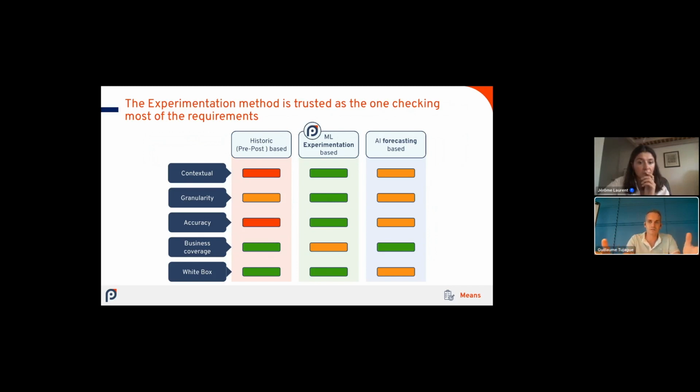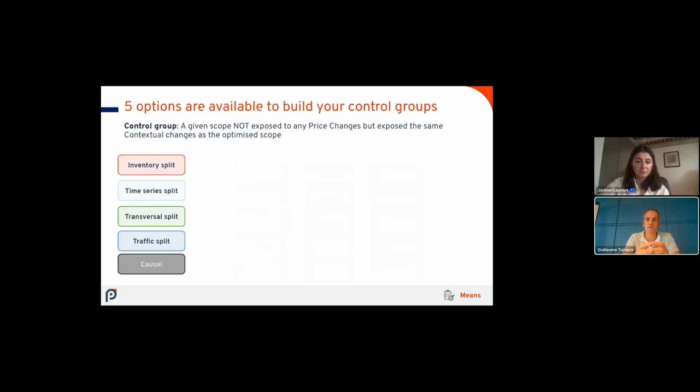Now, within this method, within the experimentation approach, there are different ways to execute it. Indeed, the key challenge behind is how to define the control group. How can I build my control group within this? Okay. Control group being, once again, the given scope which is not exposed to the price change, but which is exposed to the same contextual elements as the group that I'm going to optimize, my optimized group. In order to do so, there are 5 ways to define this control group.